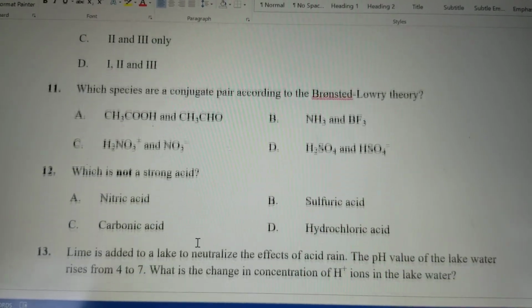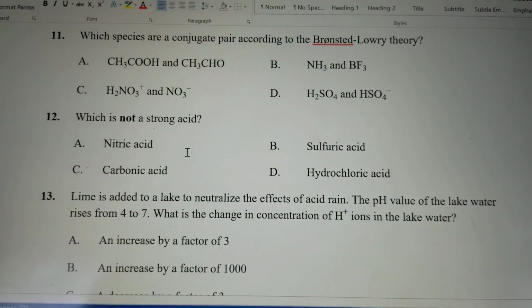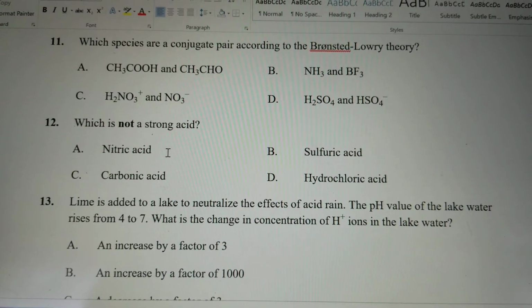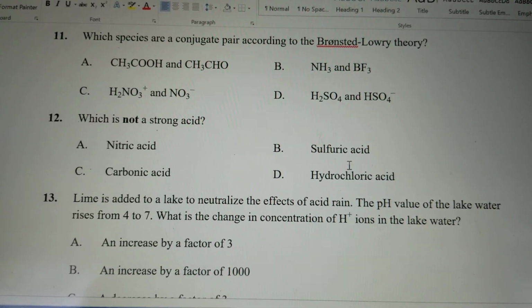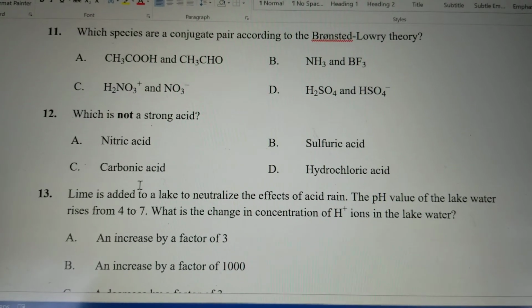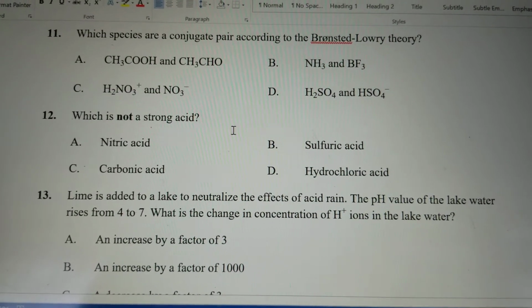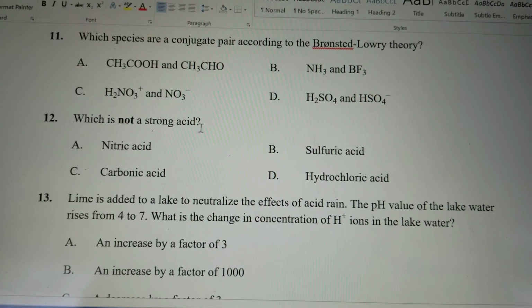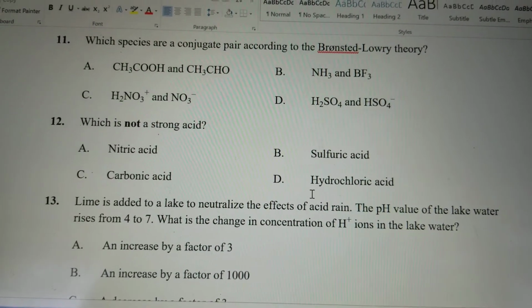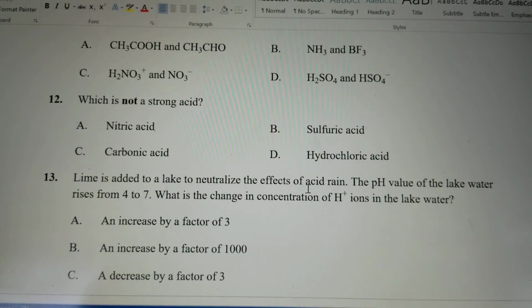Number 12, which one is not a strong acid? To answer this question, you're just going to have to be familiar with the fact that nitric acid, sulfuric acid, and hydrochloric acid are all strong acids, and carbonic acid is not. And you basically have to look at those lists of strong acids and bases and weak acids and bases from the textbook, from the blue book.